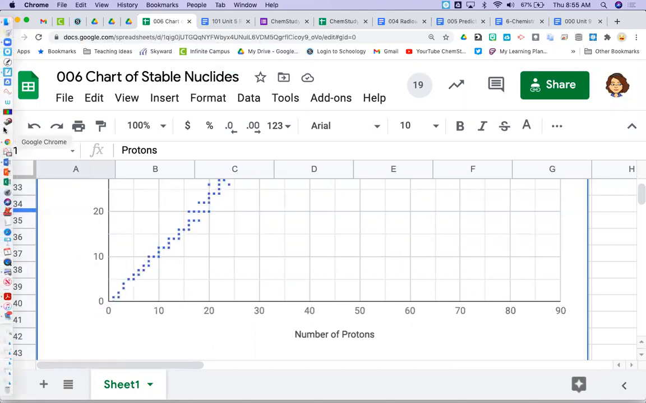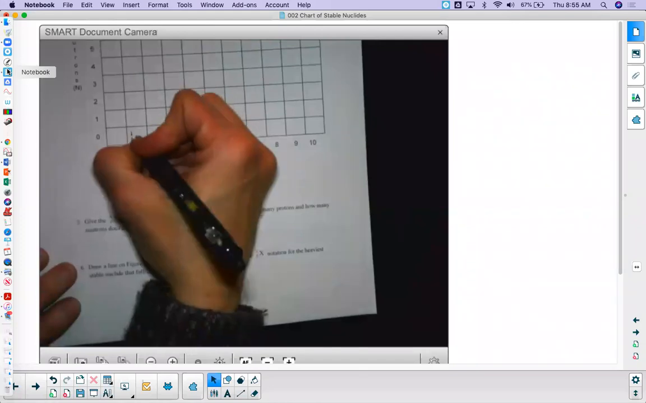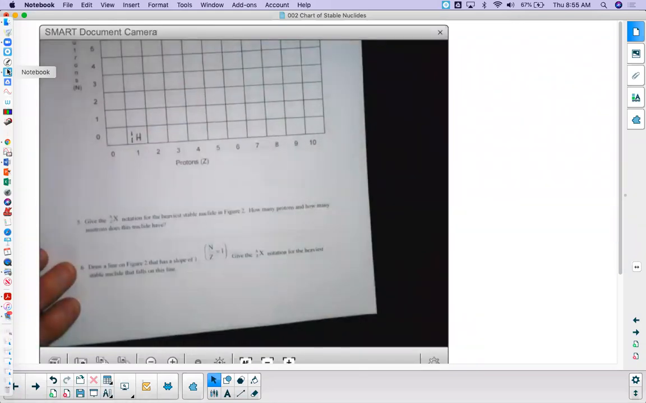So now we're getting into, please stay working, document camera. We have 1, 1, and that's a hydrogen atom.